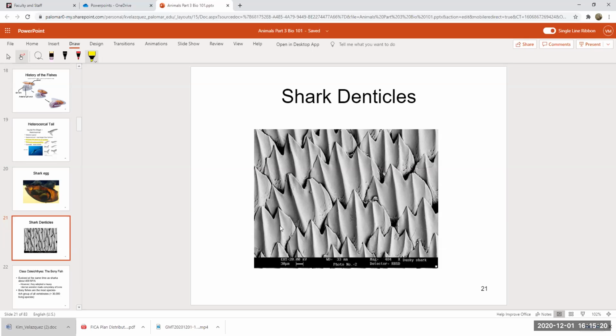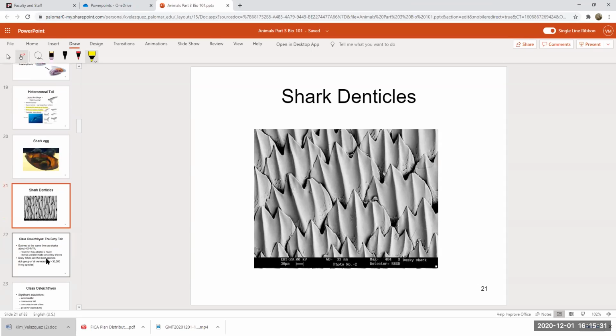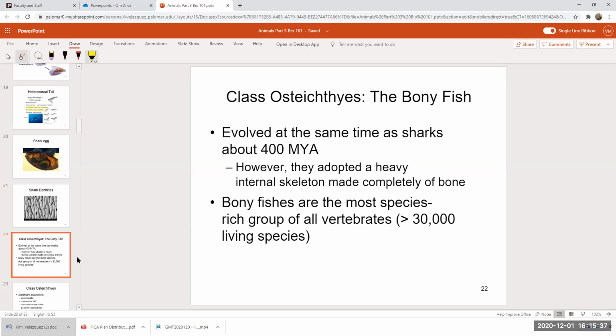Please don't eat sharks. They're becoming less and less abundant in our oceans. They're very overfished. People hunt them and kill them for no good reason. So please don't eat them. Eat sustainable fish. Okay, the next class are the bony fish.